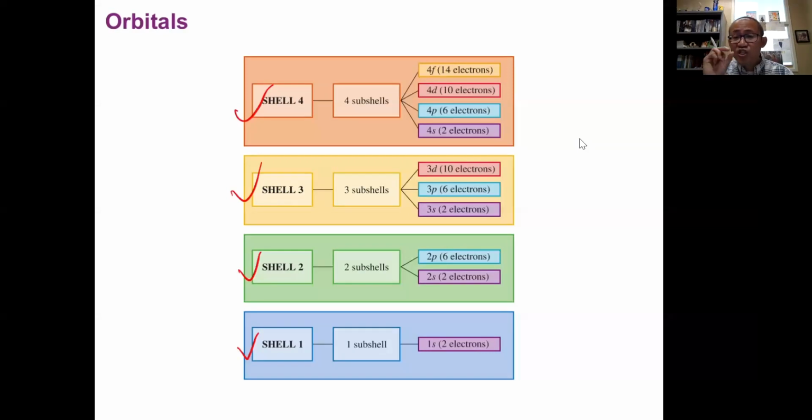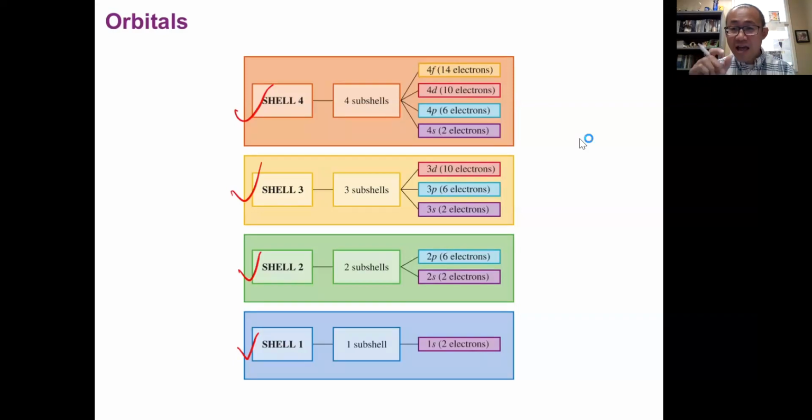And then each shell has subshells. The number of subshells is determined by the shell number. First shell, 1 subshell, we call it 1s. Second shell, 2s, 2p. Third shell, 3s, 3p, 3d. Fourth shell, 4s, 4p, 4d, 4f. These are the subshells. And subshells contain what? Orbitals.